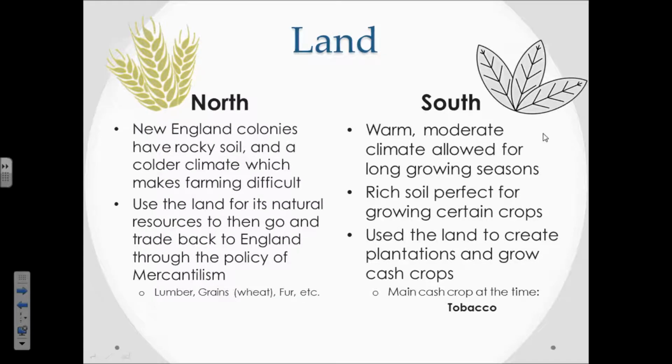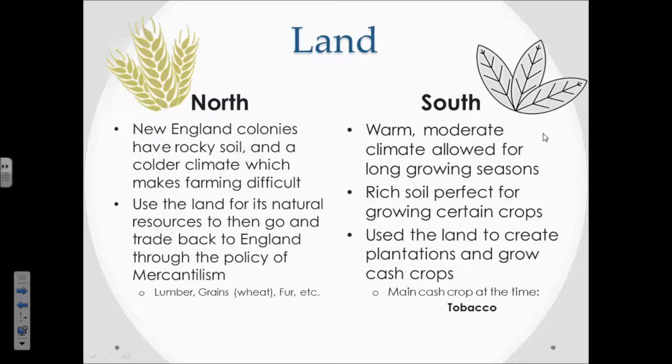Now land. In the North, there's very rocky soil, colder climate. We have all four seasons up here in the North, and that makes farming difficult. You're not going to be able to farm cash crops like tobacco or oranges. Instead, you're going to have to focus on plants that can take that type of weather, such as grains.